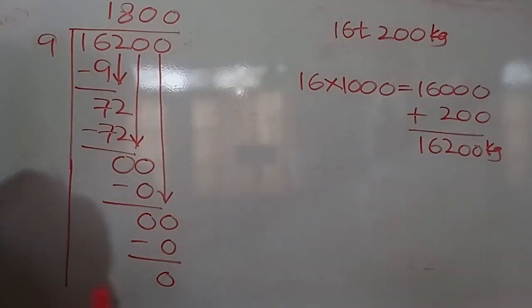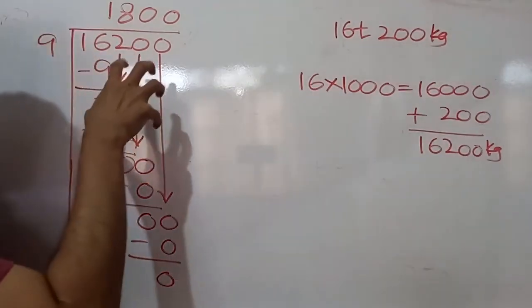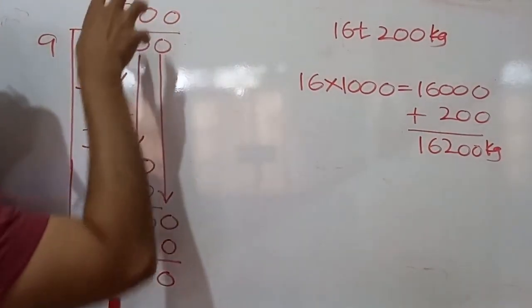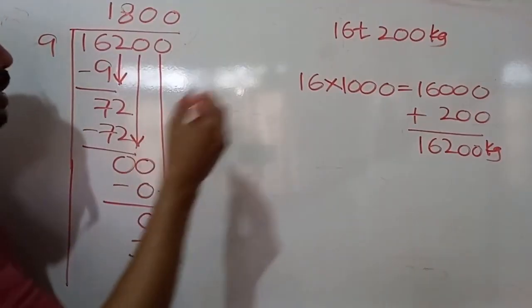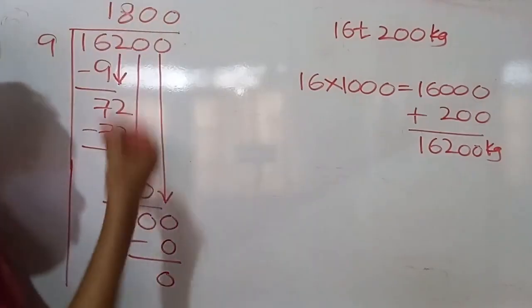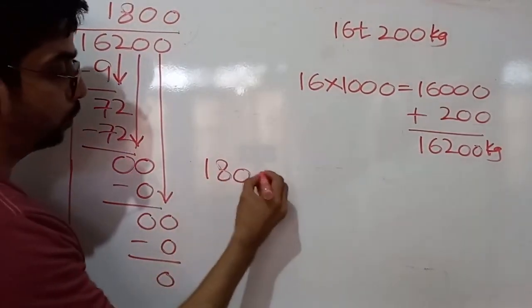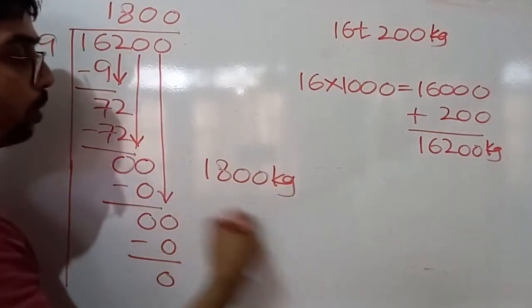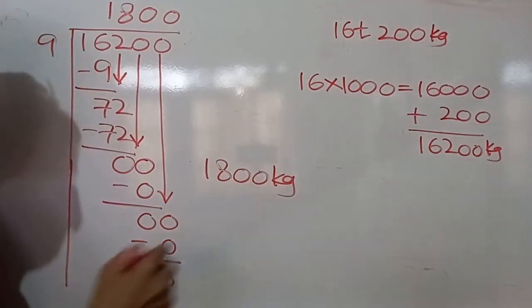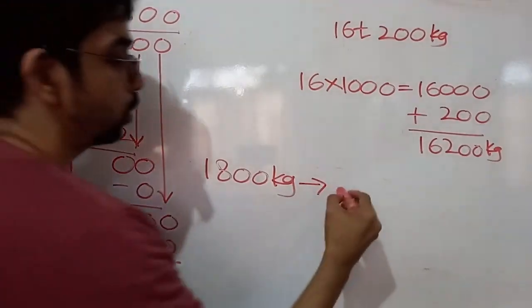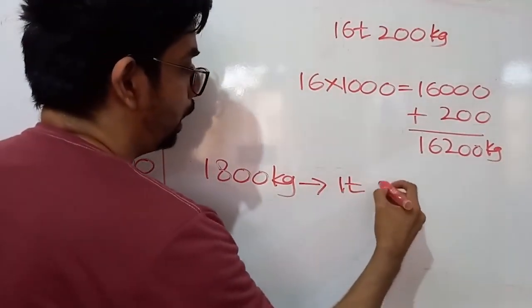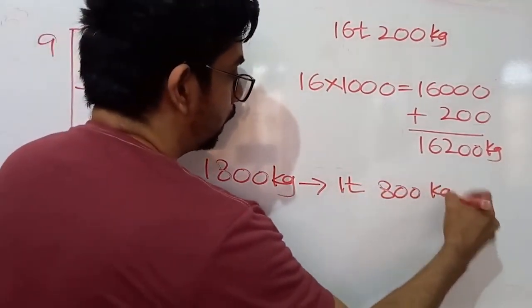Right. So what does this mean? Each lorry has 1800 kilograms of rice loaded to it. So just as before, it is better for us to convert this amount. The total amount we got in kilograms, so we will convert this into tons and kilograms. So this will be 1 ton and 800 kilograms.